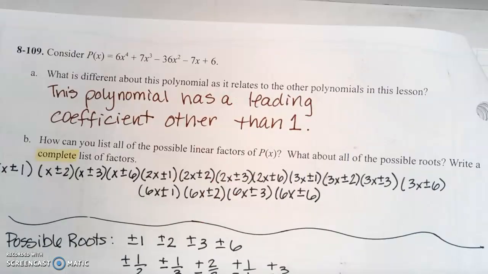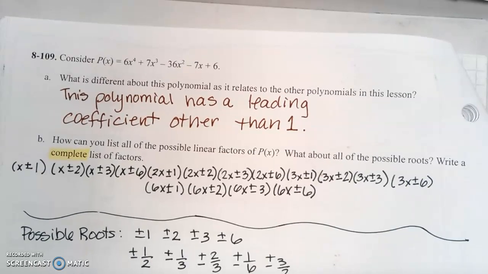All right, so question number 109 gives us a new polynomial, which is 6x to the 4th plus 7x to the 3rd minus 36x squared minus 7x plus 6. Question A says, what is different about this polynomial as it relates to the other polynomials in this lesson? It's going to have a leading coefficient other than 1. Okay? So we got a 6 out there.